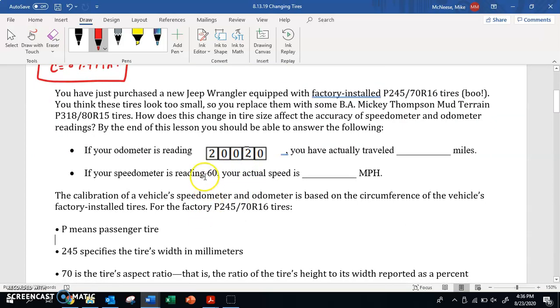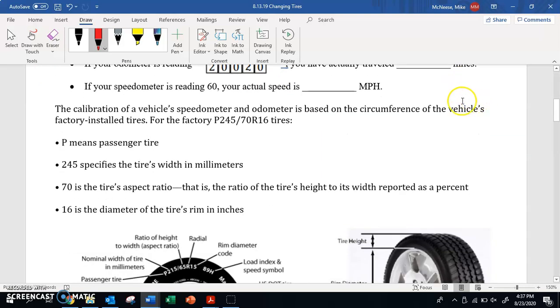Now on to the actual notes for the day. It says you have just purchased a new Jeep Wrangler equipped with factory installed P245 70R16 tires. You think these tires are too small, so you replace them with some Mickey Thompson Mud Terrain P318 80R15 tires. How does this change in tire size affect the accuracy of the speedometer and odometer readings? By the end of this lesson, you should be able to answer the following. It's going to ask us to find the actual miles traveled and the actual speed we're going.